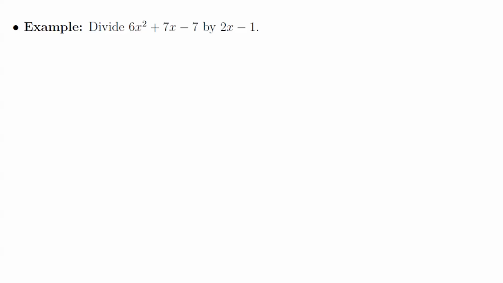So we're going to divide 6x squared plus 7x minus 7 divided by 2x minus 1. So the 6x squared plus 7x minus 7 goes there. And then 2x minus 1.